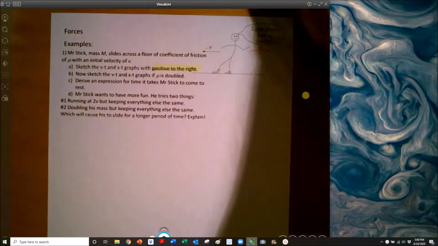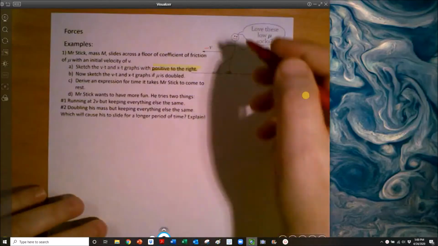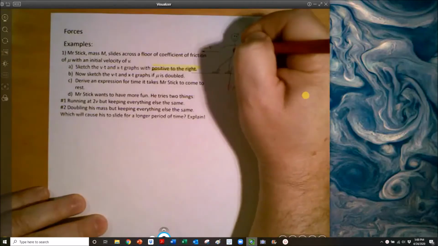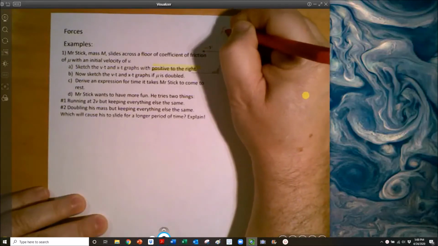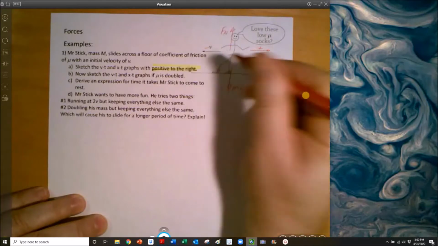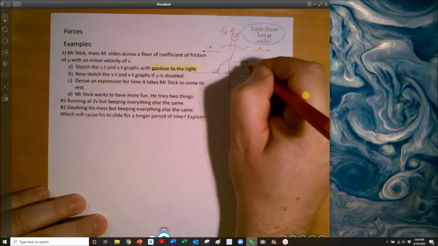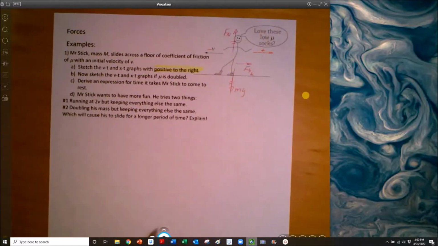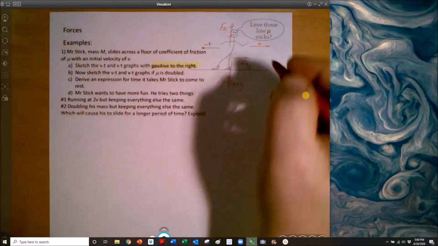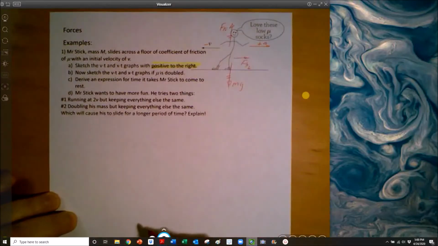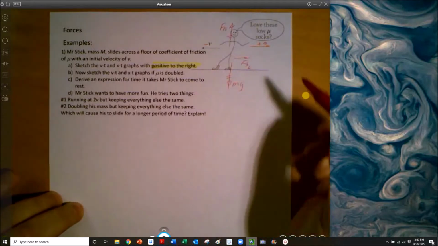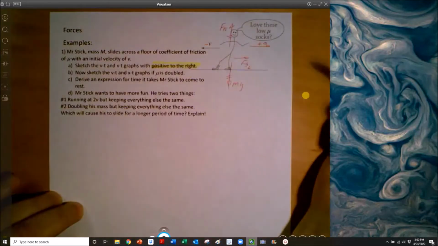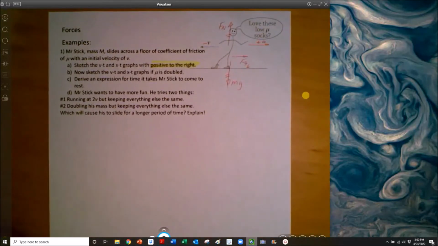We also need to always draw our free body diagram. So here we have an mg down, a normal force up, and Mr. Stick is sliding to the left, so friction would be to the right. Force, friction, kinetic. And so therefore we're accelerating to the right. Now, in our free body diagram, if you ever have to draw one on the test, only put the forces on there. Do not put accelerations, do not put velocities, because they're not forces and you'll lose points.